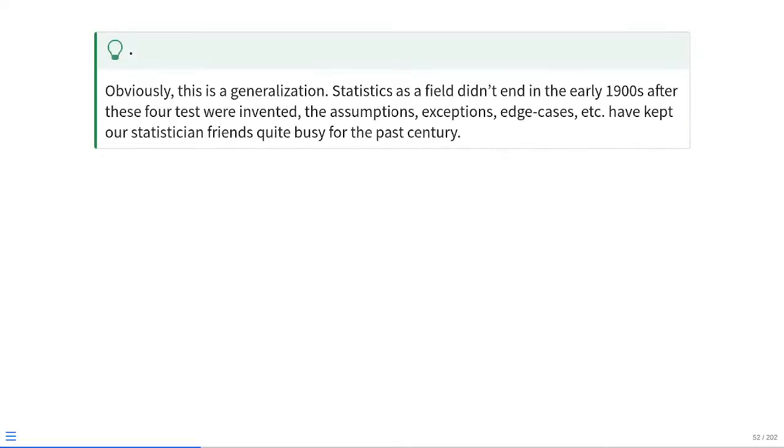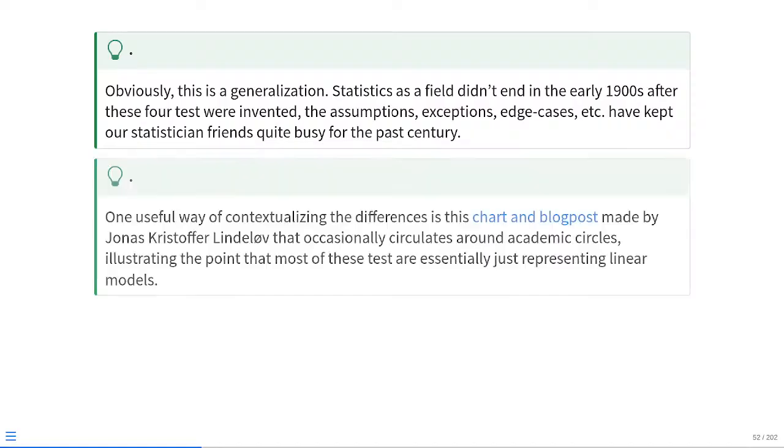So obviously, this is very much a generalization. One of my favorite sentences is that statistics as a field didn't end in the early 1900s after they invented these 4 statistical tests. There's a lot of assumptions that go into it. There's a lot of exceptions. There's a lot of edge cases. Our statistician friends have been kept quite busy over the last century finding all of these and writing better ways of doing it. But in general, these are the 4 that we will often see used in a lot of the papers that we end up reading.